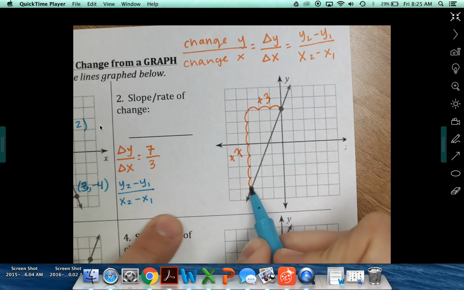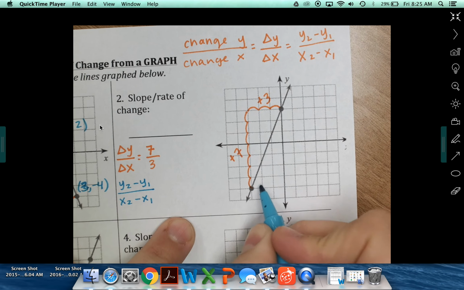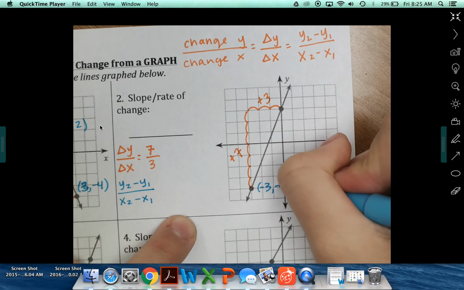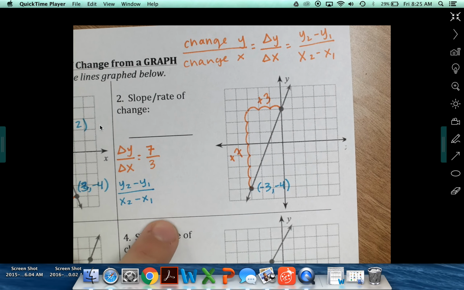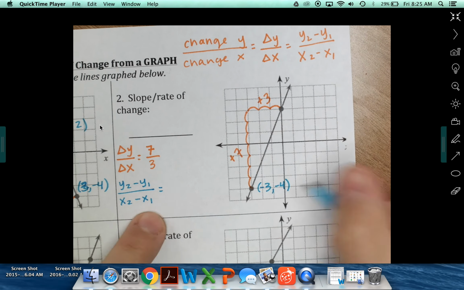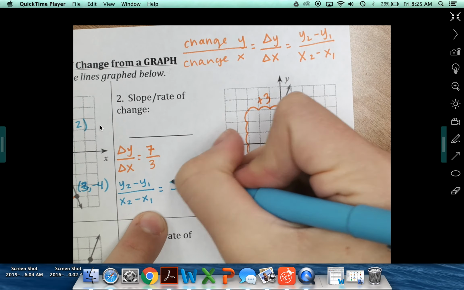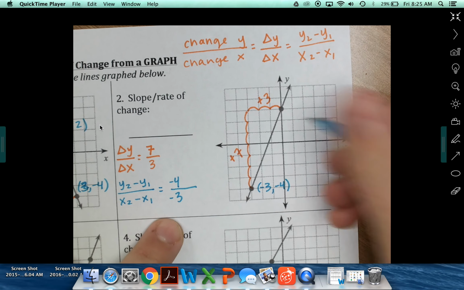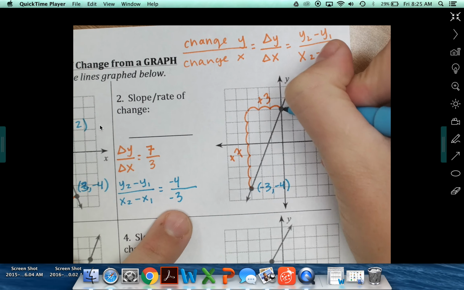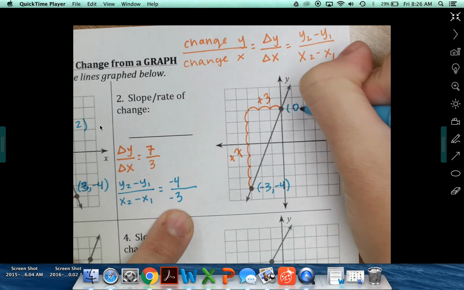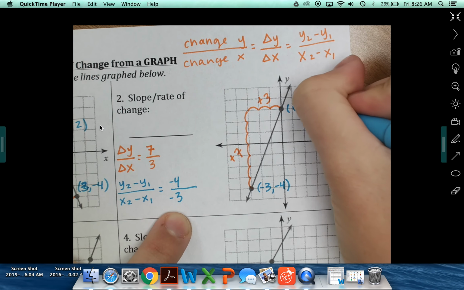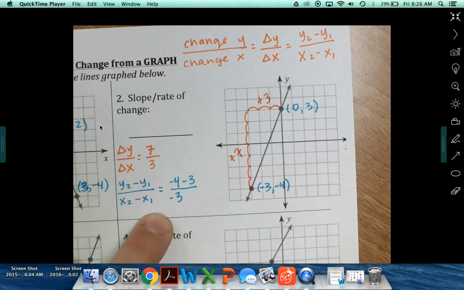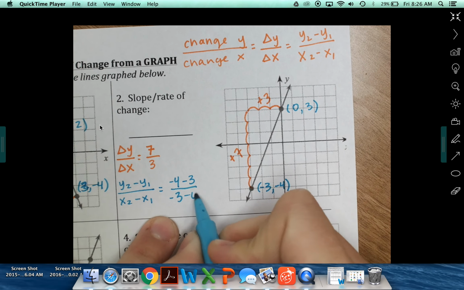Okay, so if I look here at my first point, it's at 1, 2, 3, negative 3, negative 4. Okay, so my first y value was negative 4. My first x value is negative 3. And then moving up to my second point, this one is at 0, 3. So my second y value is at 3. My second x value is at 0.